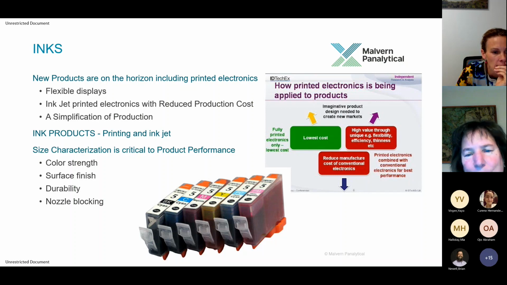Inkjet printed electronics will reduce production costs. It will simplify production of electronics. And so we need to be able to characterize inkjet inks. It's critical to the product performance. Again, it's the size that affects the color strength, the surface finish, the durability of that printed material. And of course, nozzle blocking is a big issue. So size plays a really big role in inks and inkjet printing.